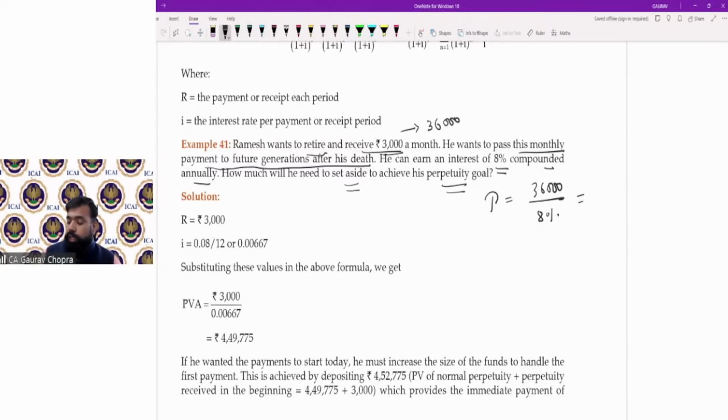So just do this on the calculator. 36,000 divided by 8 percent. You will get the exact answer, 4,50,000.